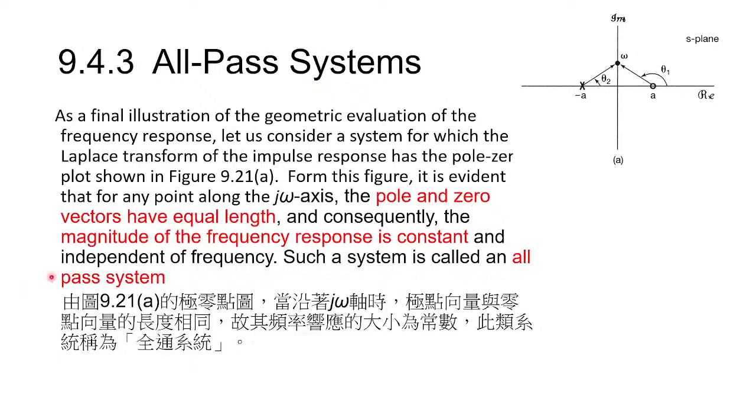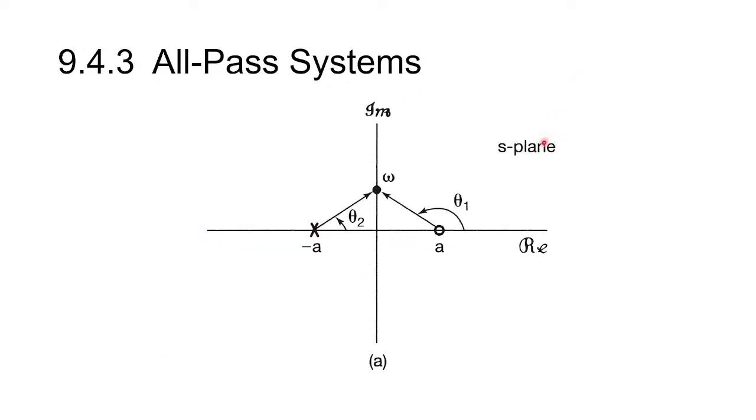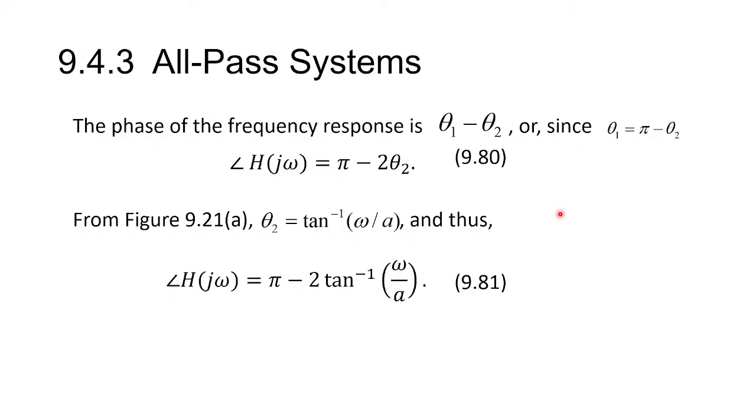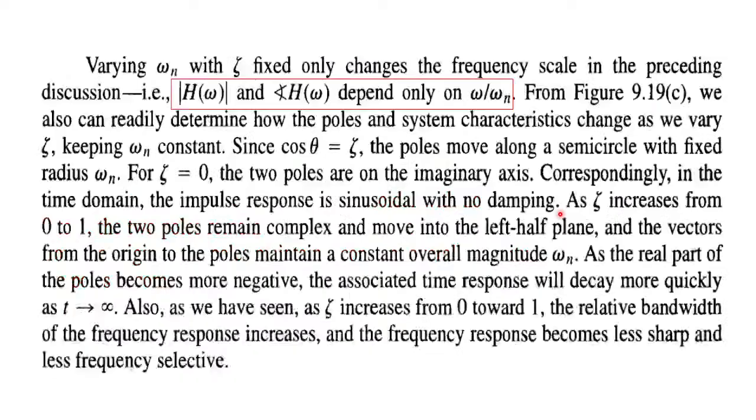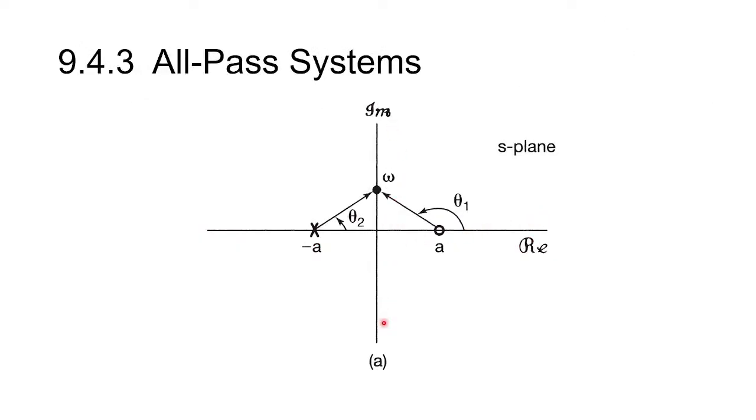So if a system's response has magnitude 1 along the whole j omega axis, then it's called the Laplace system. And it needs to have this symmetry in the pole-zero pair. Okay. And so the magnitude is going to be 1, and we can calculate the angle a little more carefully. You can calculate the angle by just doing geometry.